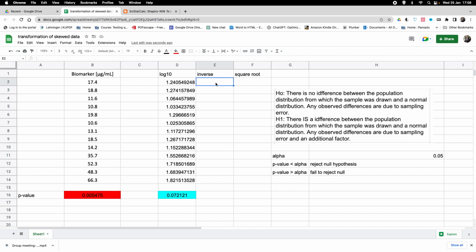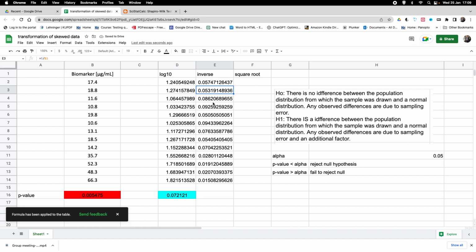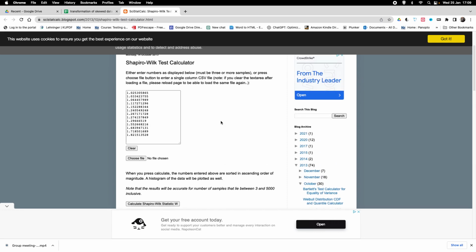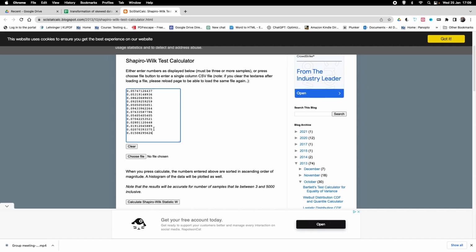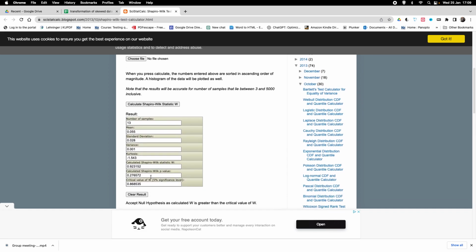Now there is another way we can do a transformation which is also valid, and that is the inverse of the biomarker. So equals 1 divided by the biomarker here. And yes, we accept the autofill, so the program has already done that. So all we need to do is take these data, the inverse data, and put them into our Shapiro-Wilk test calculator. Let's clear the results, clear this, and we add this one here as well. So here we've got our inverse data. Now let's calculate the Shapiro-Wilk test statistics, and we get the p-value. Let's copy that and put that into our p-values here.